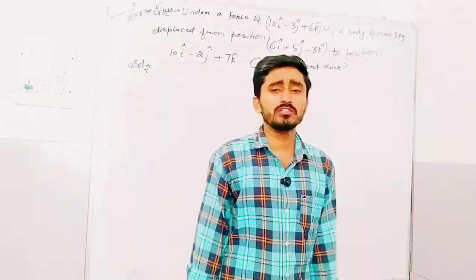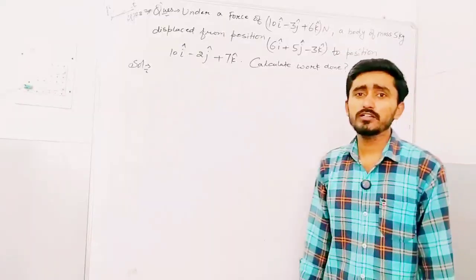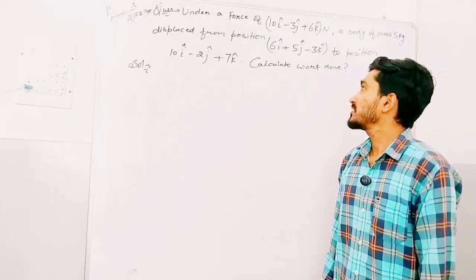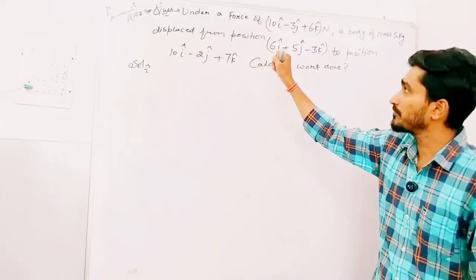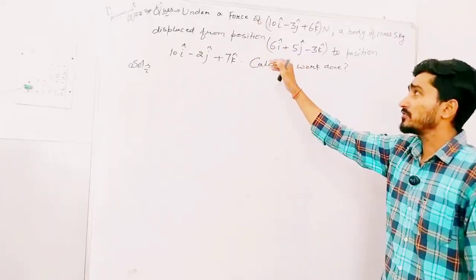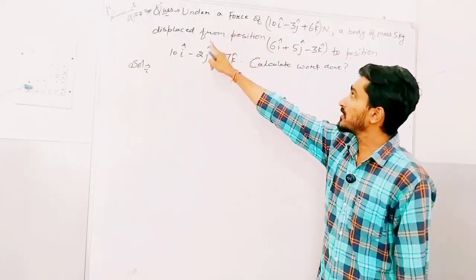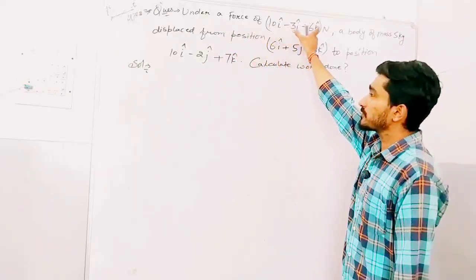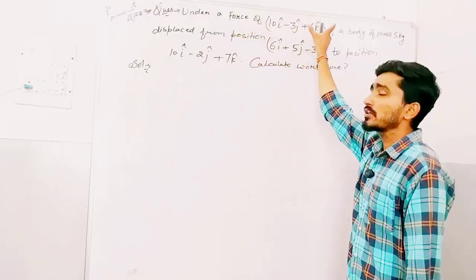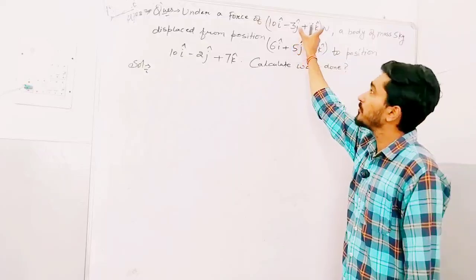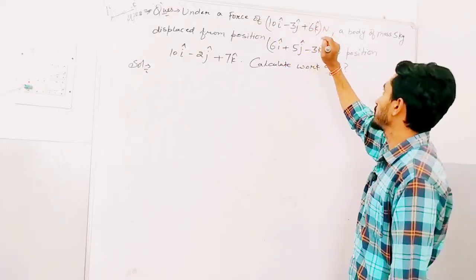So what does this question say? This is a very simple question related to work done and vectors. Read the question very carefully. We just use common sense here. Under a force, what is the force? We have the value of force in Newton, in vector form: 10i cap minus 3j cap plus 6k cap.